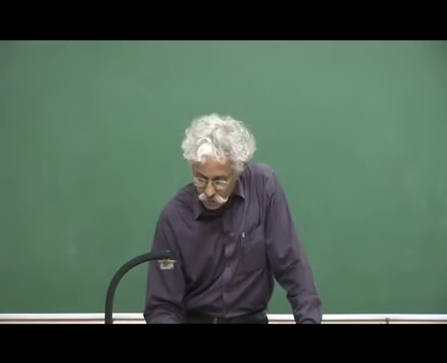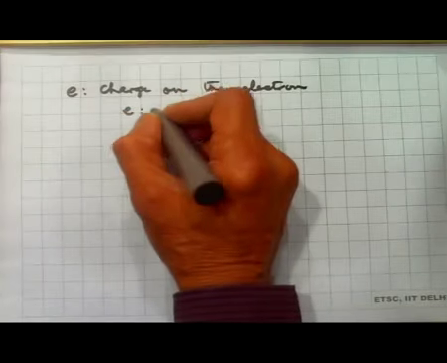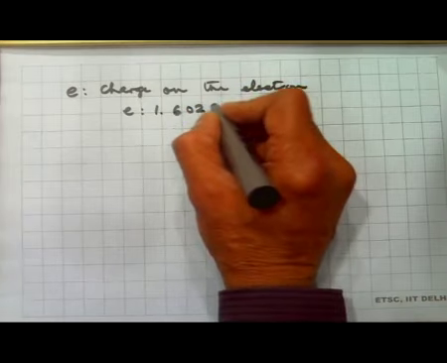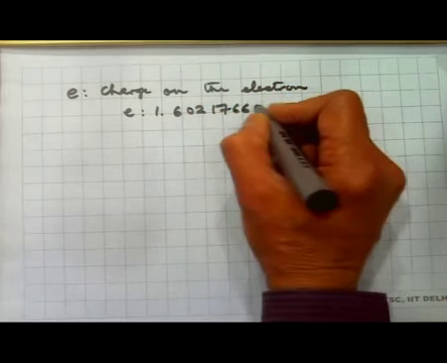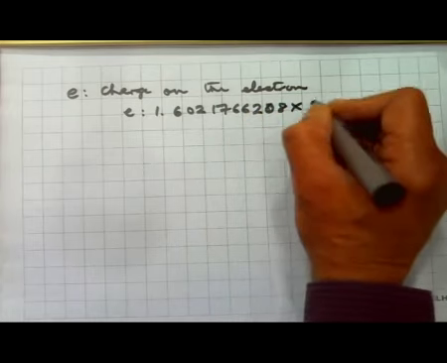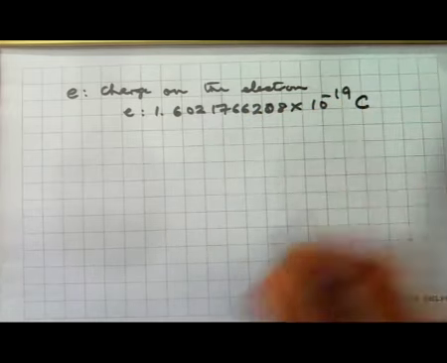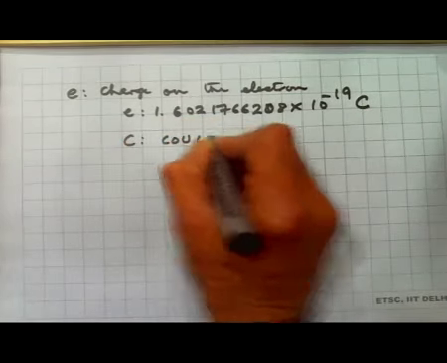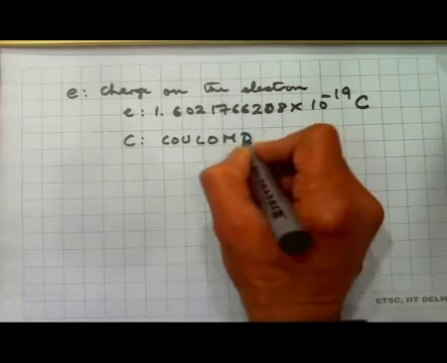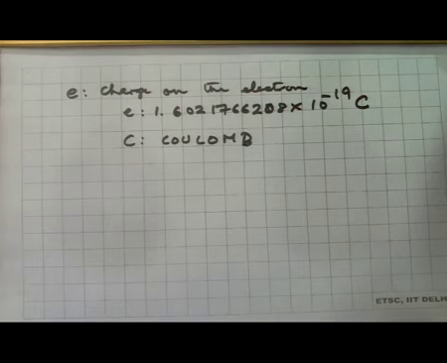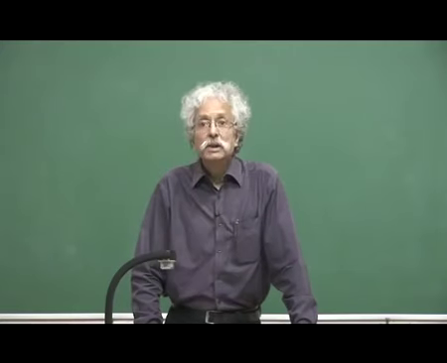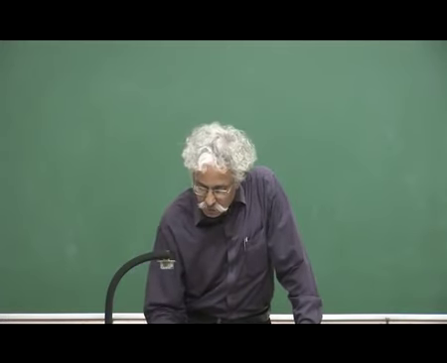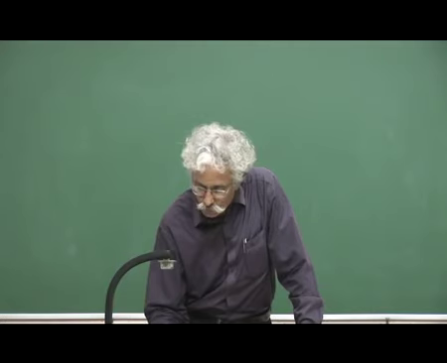And the value of e is known to be 1.602176 into 10 to the minus 19 Coulomb. C represents a unit which we will again come across later, called the Coulomb, and this is named after the scientist Charles Augustin de Coulomb. So this is usually approximated as 1.6 into 10 to the minus 19 Coulomb.